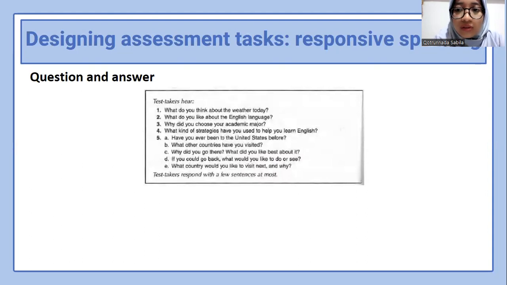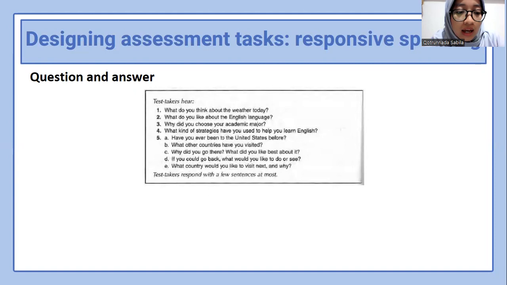And then we moved into the responsive speaking. We have the question and answer. The technique is simple. The administrator poses the problem and the test taker responds. Scoring is based primarily on comprehensibility and secondarily on other specified grammatical or discourse categories.